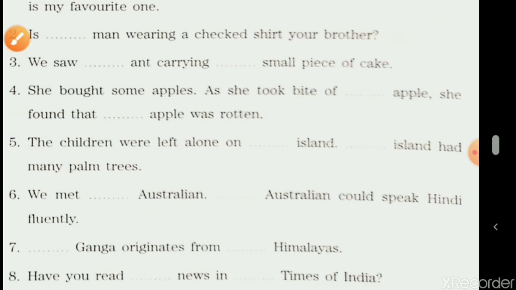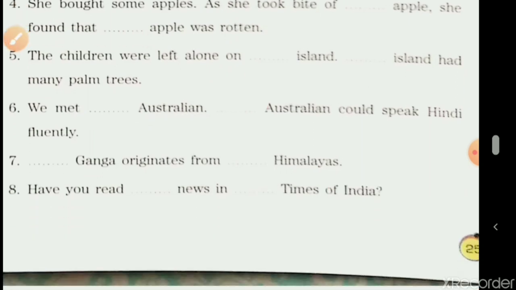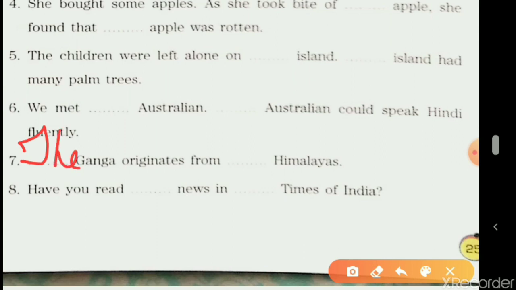Now, seventh sentence. Dash Ganga originates from dash Himalayas. As we have read in the rules, with names of rivers and names of mountains, we use the. So in both places we'll be using the. The Ganga originates from the Himalayas.